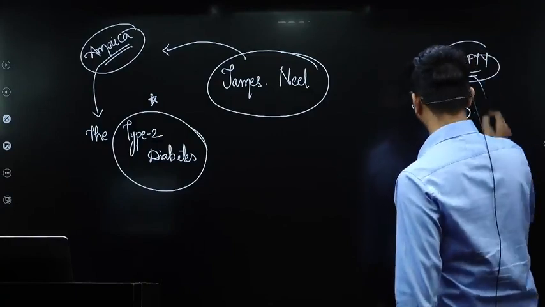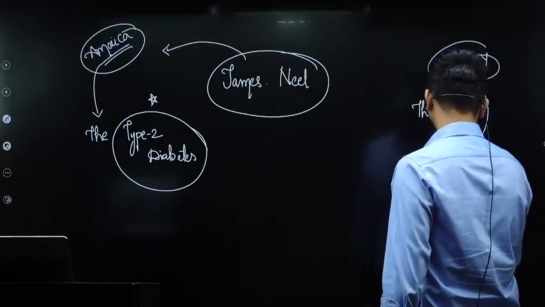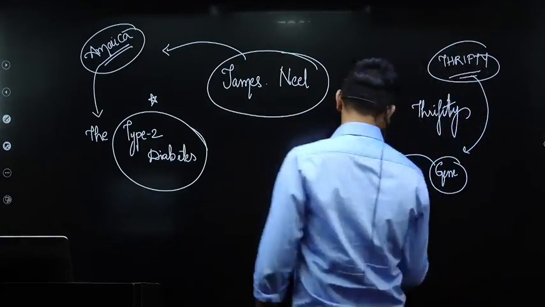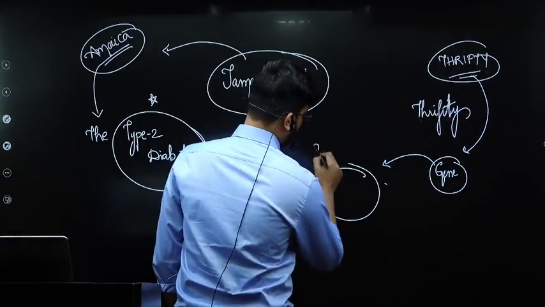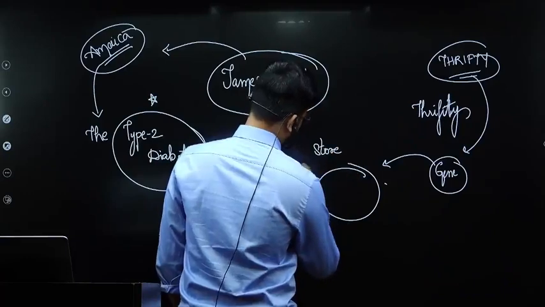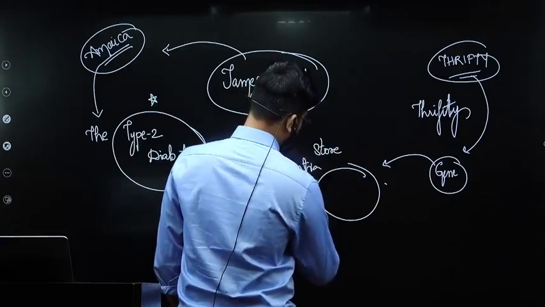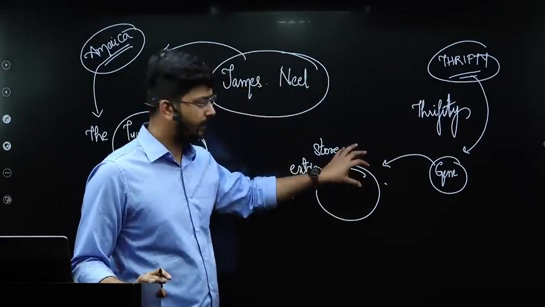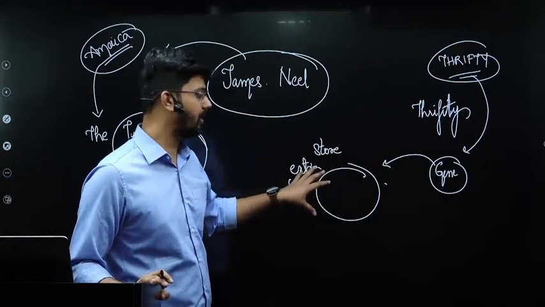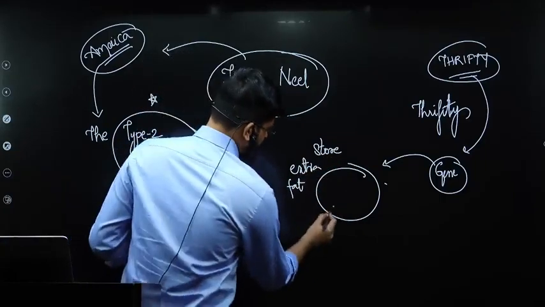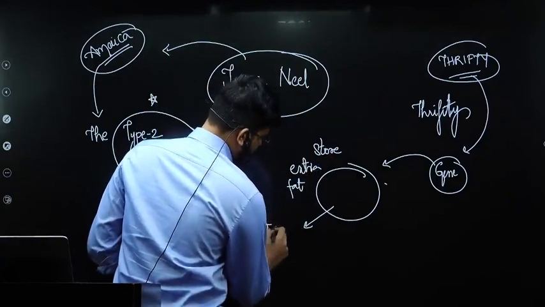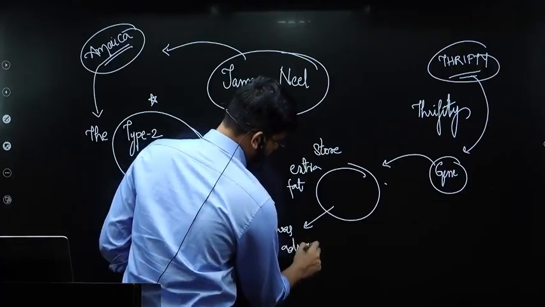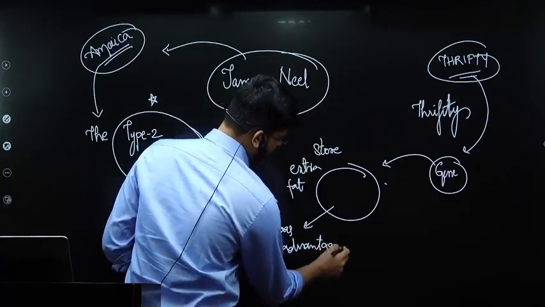Okay, this gene is responsible for allowing the cell to store extra fat. It enables the cell to store extra fat. At the same time, it was an advantage as a part of evolution when it came.